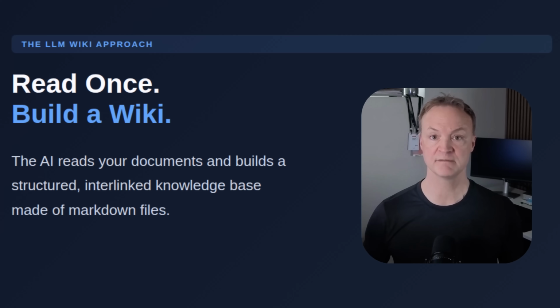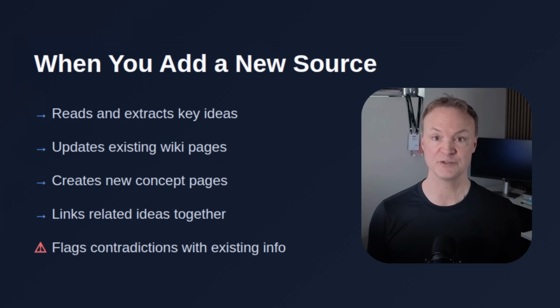Instead of searching raw documents every time you ask a question, you have the AI read your documents once and build a structured wiki out of them, a real persistent knowledge base made of interlinked markdown files. So when you add a new source, say a PDF or an article, the AI doesn't just store it for later, it actually reads it, extracts the key ideas, and integrates them into the wiki.